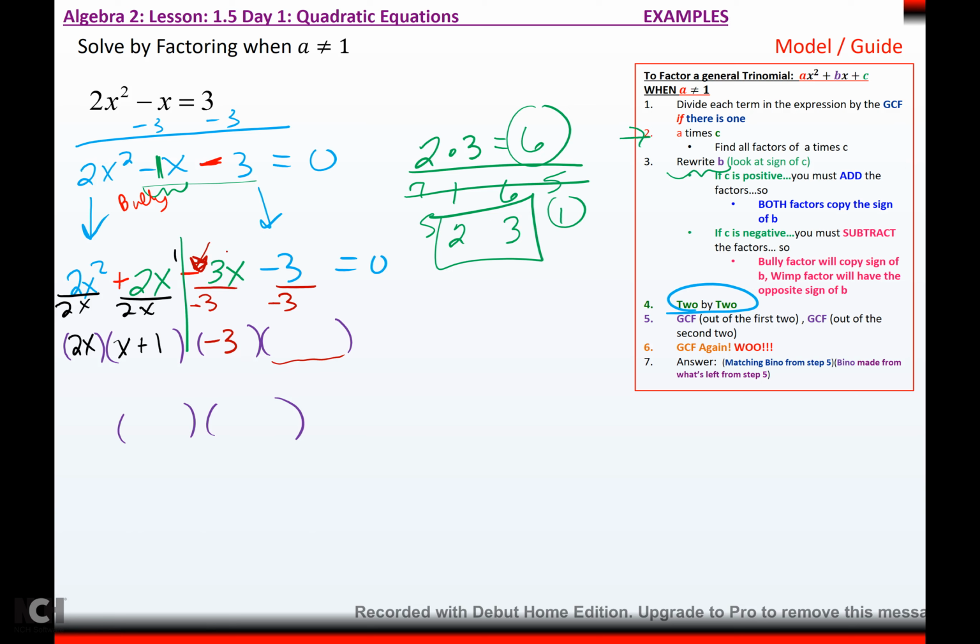To get what's left, divide. Negative 3x divided by negative 3 leaves positive x. Negative 3 divided by itself is positive 1.